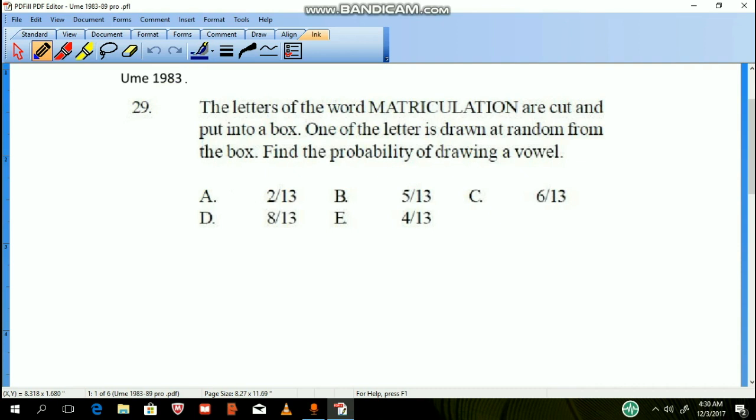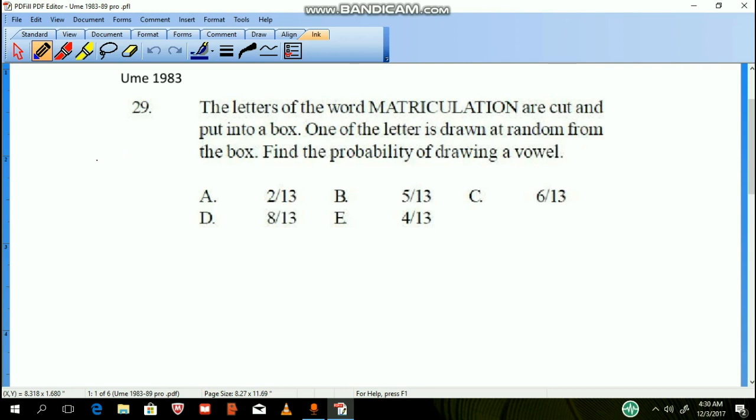Yeah, UMA 1983, question number 29. We are told the letters of the word matriculation are cut and put in a box. One of the letters is drawn at random from the box. Find the probability of drawing a vowel. Now, what would be the probability of drawing a vowel?